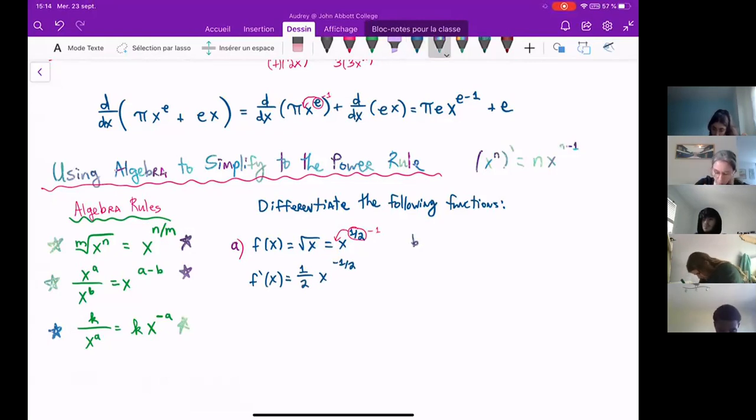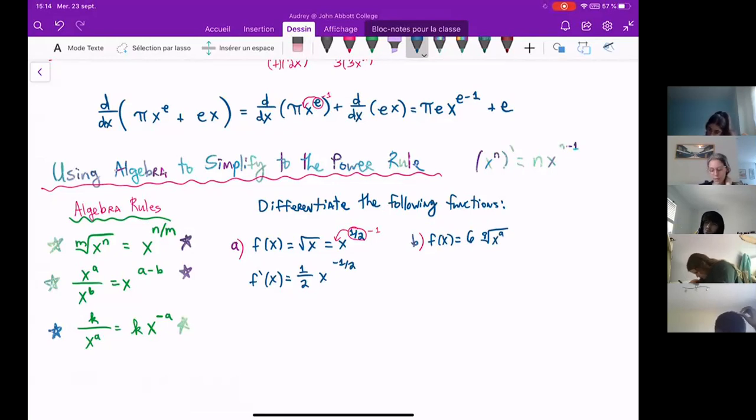Now I can make this a little bit more complicated by throwing a constant out front and having, like, 6 times the 8th root of x to the power of 9. Oops, I forgot my f of x. So again, I'm going to need to use that first algebra rule to rewrite this.